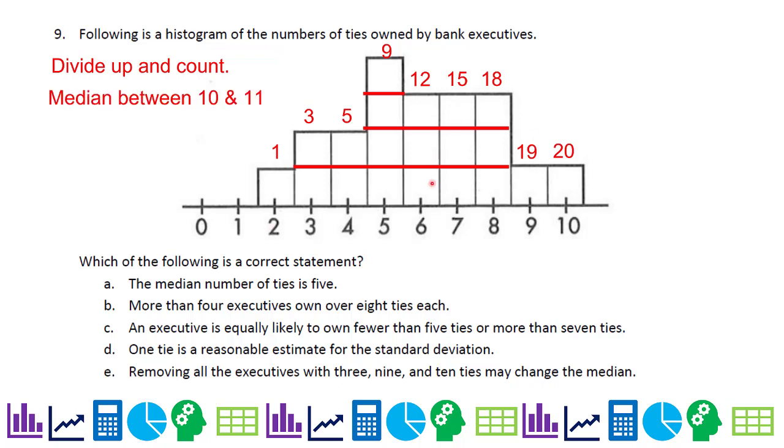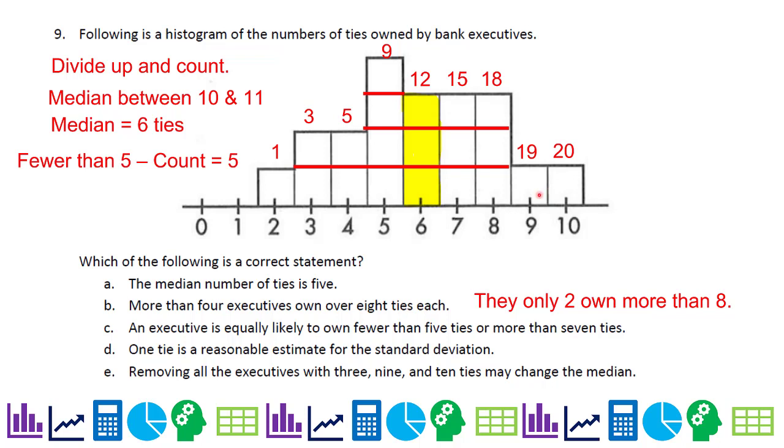Well, those are all in this column right here. So my median is 6 ties. So you can see that A is not the correct answer because it says the median is 5. They also say that more than 4 executives own over 8 ties each. But here I'm only counting 2 who own more than 8.